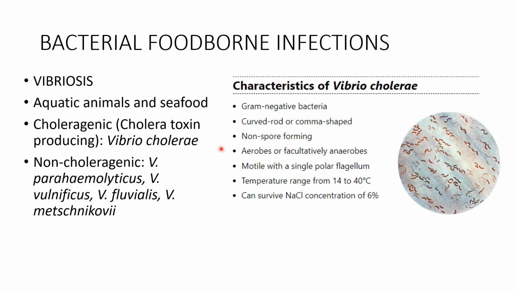So your Vibrio cholerae, this is focused on your Vibrio cholerae, they are gram-negative bacteria. They are curved or comma shaped, as you can see here. They are non-spore forming. Your aerobes or facultative anaerobes. Then they are motile with a single flagellum, as you can see here. And their optimum temperature of growth is 40 degrees Celsius, and they may be able to survive 6% concentration of salt. Medyo halophilic din sila.